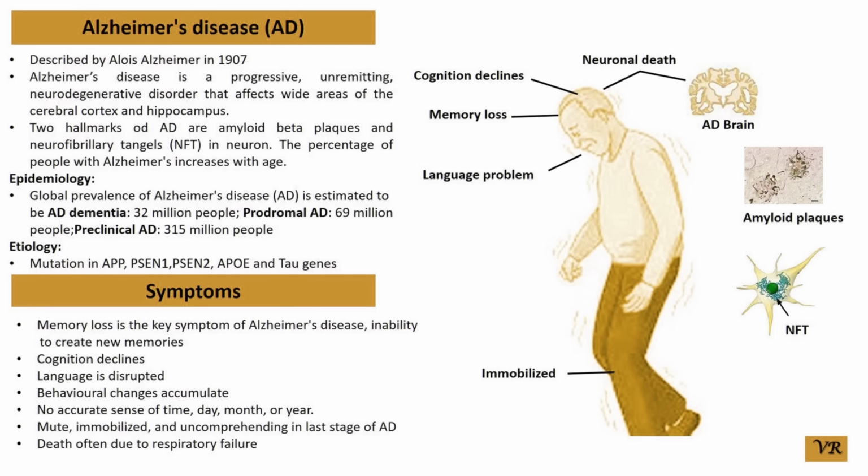Hello, today I am going to discuss Alzheimer's disease, that is AD. AD is a progressive neurodegenerative disorder that primarily affects memory, thinking and behavior. It is the most common cause of dementia, accounting for 60 to 80% of dementia cases.